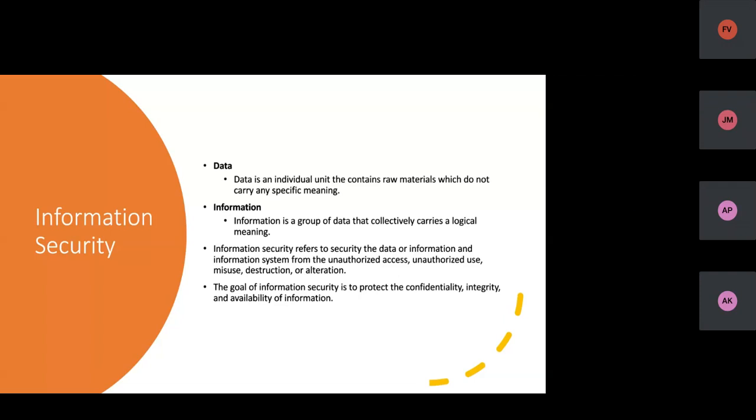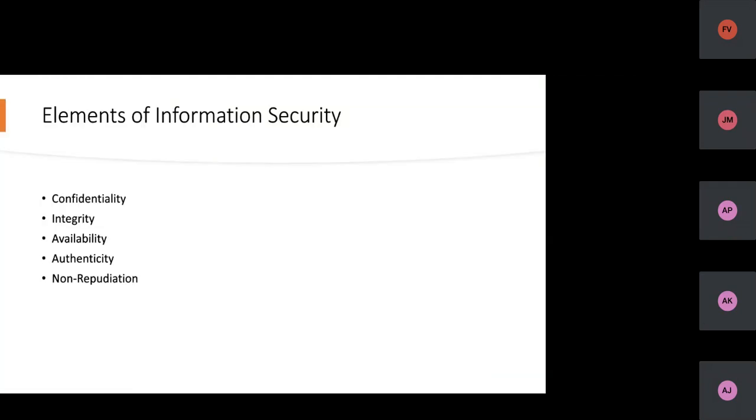The goal of information security is to protect the confidentiality, integrity, and availability of information. That is what every internet company is trying to achieve. And there's something more, like non-repudiation and stuff like that. Okay, we'll see that. You know what confidentiality, integrity, and availability are. These are the elements of information security. These are what we try to accomplish in information security.